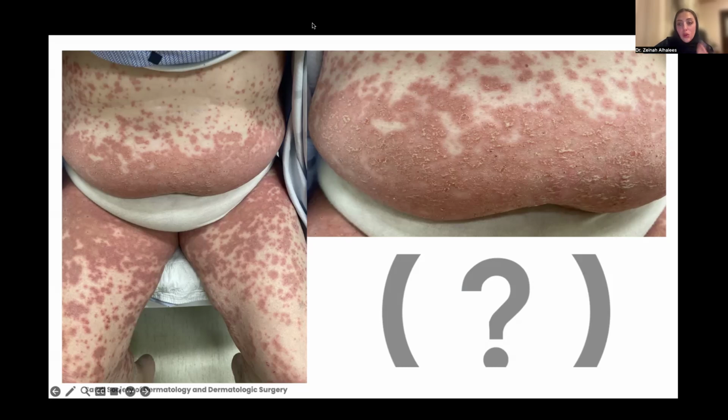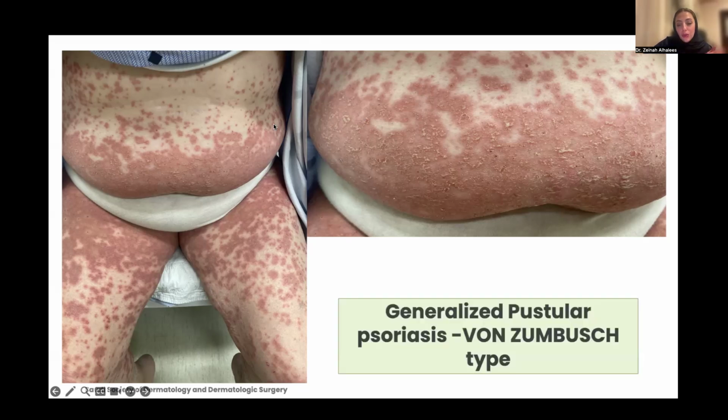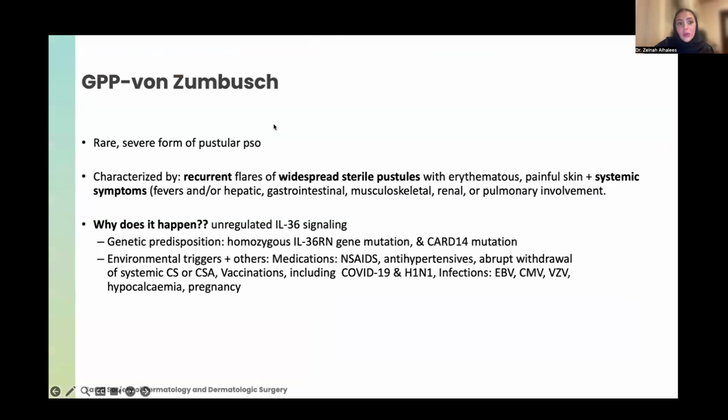So if I say you have systemic symptoms, what type of pustular psoriasis are you thinking of? That's an emergency. Generalized pustular psoriasis, von Zumbusch type. Good job, Mohammed. Mumtaz. So, generalized pustular psoriasis von Zumbusch type.